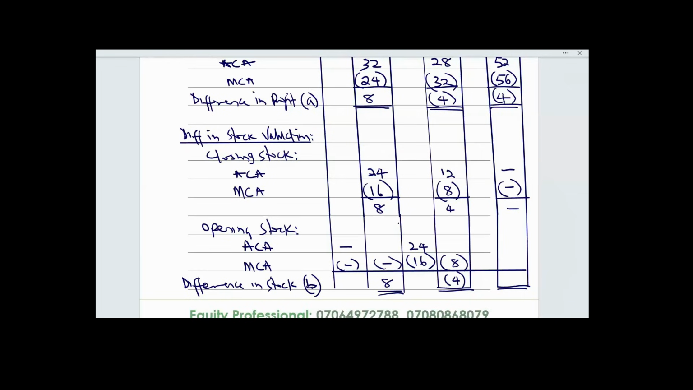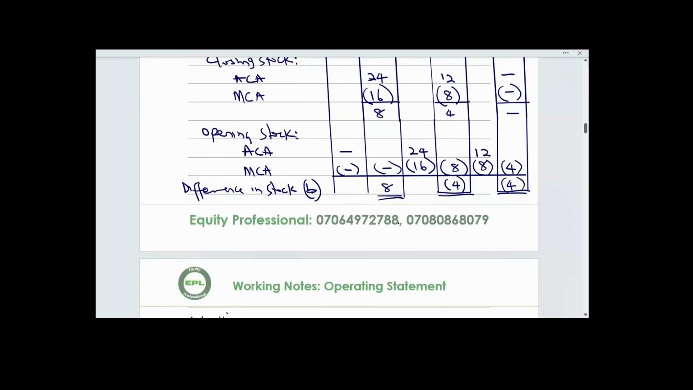All right, then opening stock. Opening stock will be the closing stock in the second period. So here will be equal to 12, here will be equal to 8. So 12 minus 8 will give us 4. 0 minus 4 will give us minus 4. That's it. A must be equal to B.